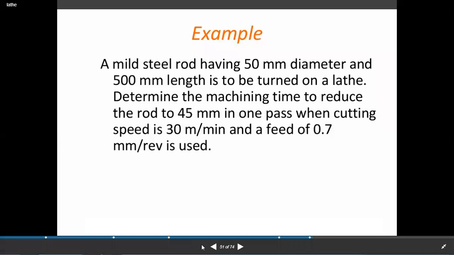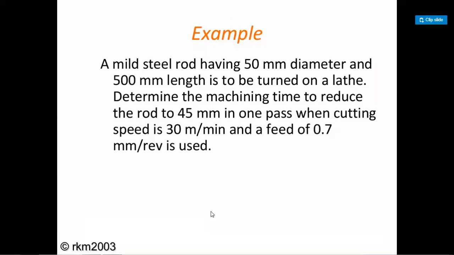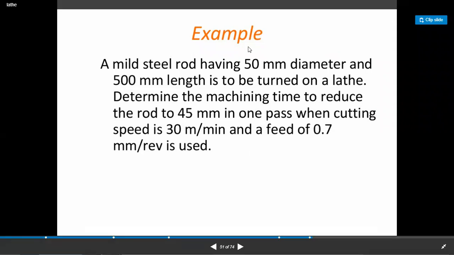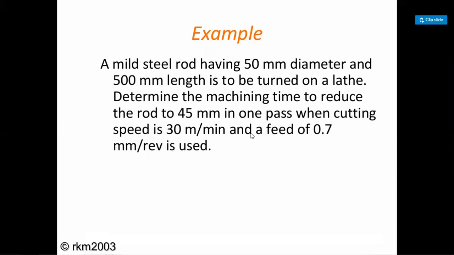Yes, sir. Just read the problem. Can you see the problem? See the example. Yes, sir. Read the problem slowly. A mild steel rod having 50 mm diameter and 500 mm length is to be turned on a lathe. Find the machining time to reduce the rod to 45 mm in one pass when the cutting speed is 30 meters per minute and a feed of 0.7 mm per revolution is used.